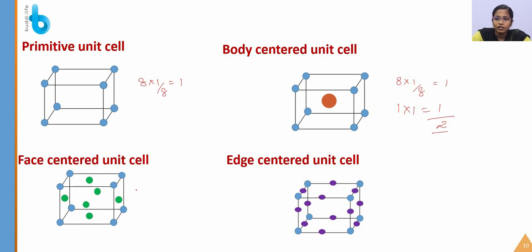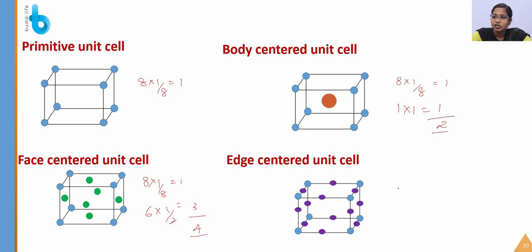And next is the face centered unit cell. Here the atoms are at the corners, so 8 into 1 by 8 again, and then at the faces, totally 6 faces, and the contribution is 1 by 2, so 3. Totally 4 atoms are there in a face centered unit cell.